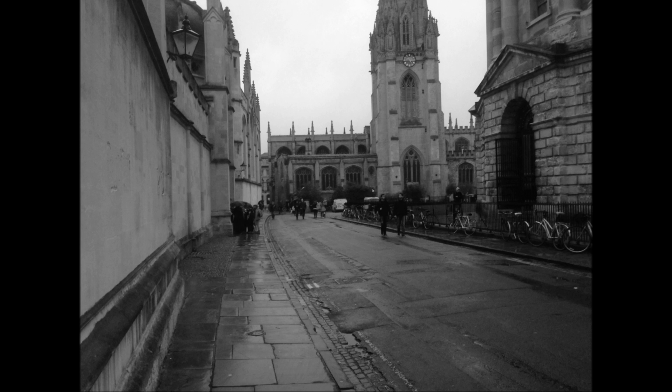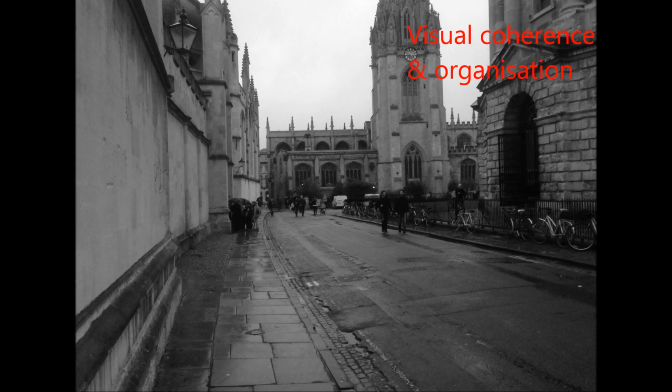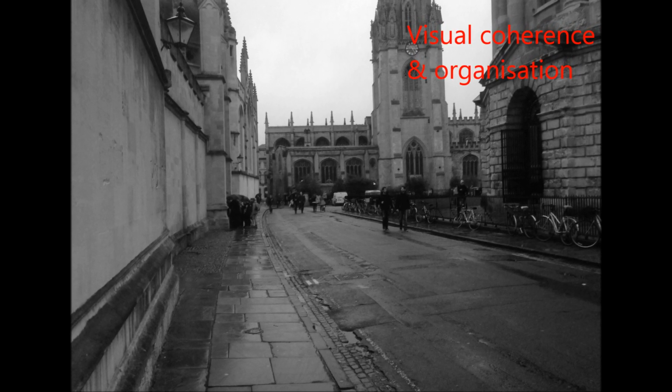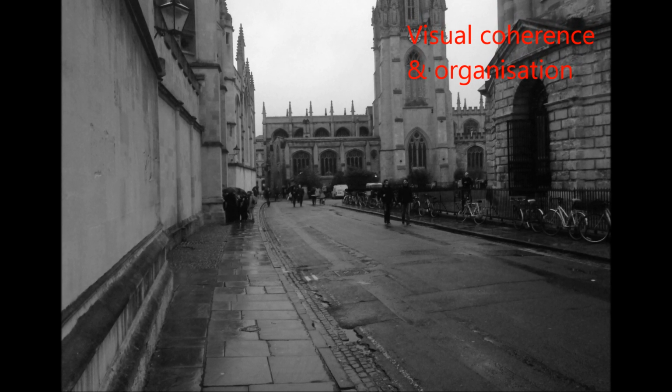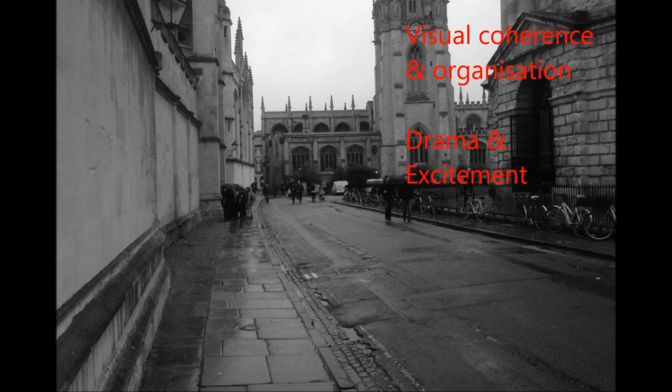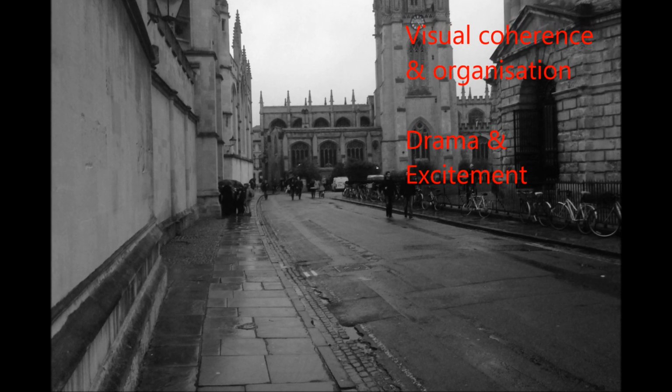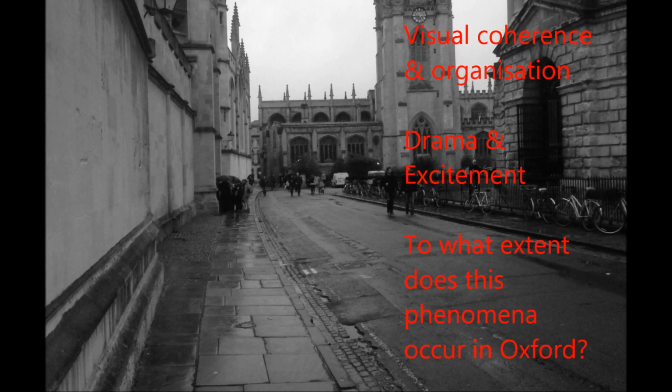Townscape is defined by Cullen as the process of giving visual coherence and organisation to the various different layers that make up the urban environment. If these elements are arranged correctly, they can release drama and excitement. Therefore, the aim of this project is to analyse to what extent this phenomenon occurs.